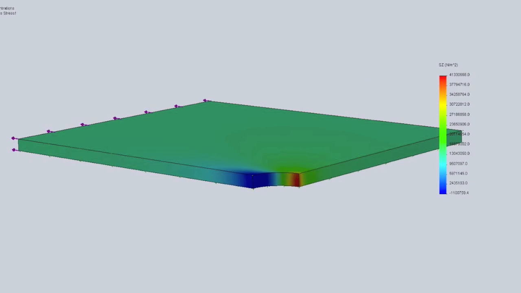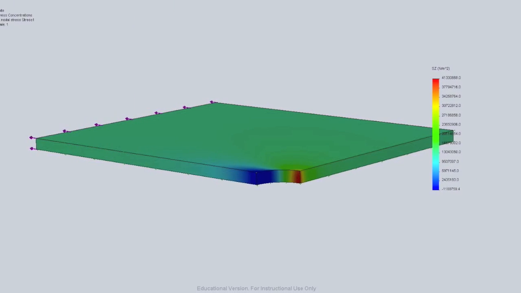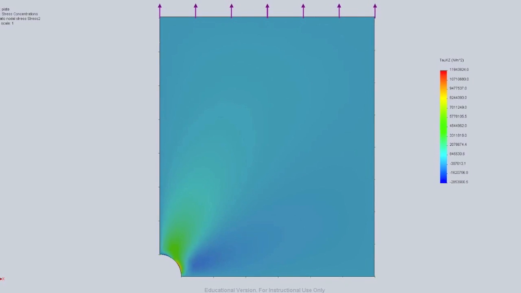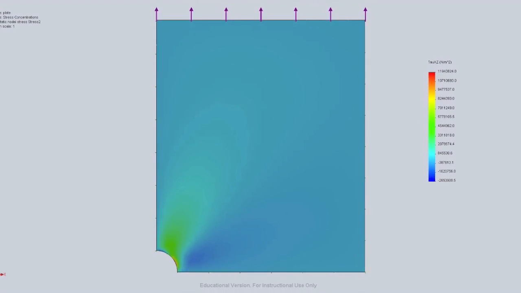This plot shows the final normal stresses in the plate. And this plot shows the final shear stresses in the plate.